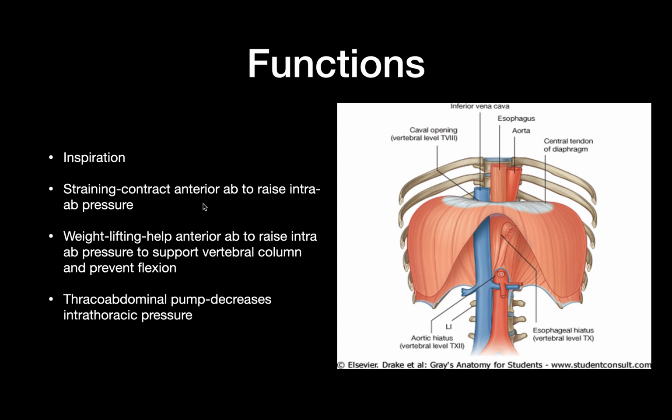So it raises the intra-abdominal pressure, and in weightlifting, it helps the anterior abdominal muscles to also raise the intra-abdominal pressure to support the vertebral column and prevent flexion. So whenever you're doing a bent over row, the diaphragm helps stabilize the spine. Another function is the thoraco-abdominal pump. So it will decrease the intrathoracic pressure while increasing the intra-abdominal pressure in order for the blood to flow.